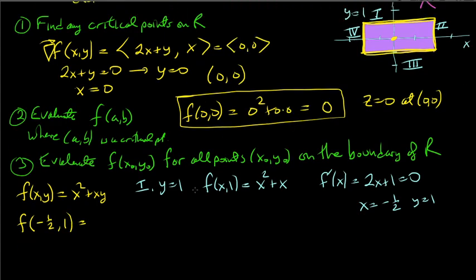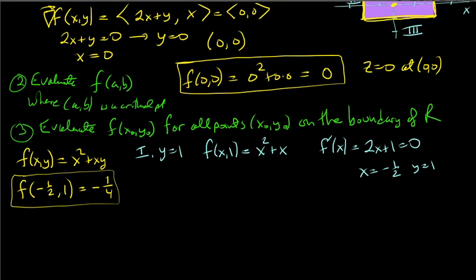So now we just have to plug in that point, negative 1/2, 1, into the function. And if we do that, what do we get? We get 1/4 minus 1/2, right? Just double checking. So that's negative 1/4. Right. Again, hang on to that thought. We'll come back to that later.